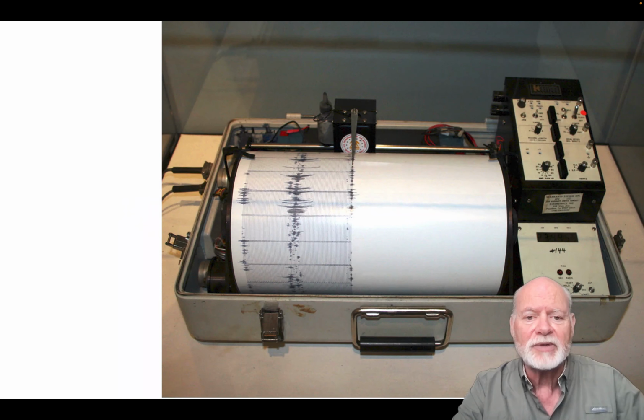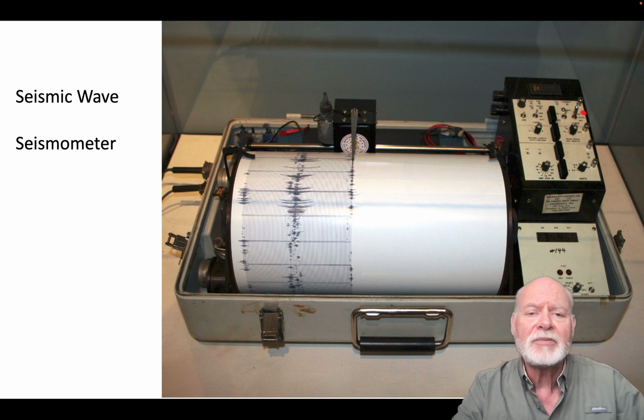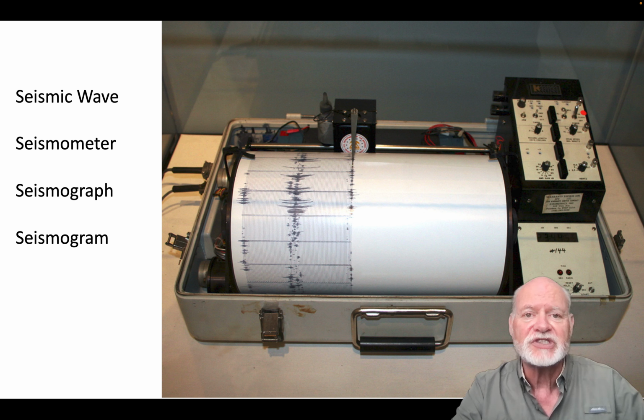Now, I just want to take a moment. We've talked about this in lecture, but there are some terms that come up, and I just want to go over them again. Seismic waves are the waves that are generated during an earthquake that propagate through the crust and lithosphere of the Earth. A seismometer is any instrument that measures those waves. A seismograph is any recorder of data coming from a seismometer. So it's a recorder of ground motion. It's a physical recorder. And the recording itself is referred to as a seismogram.